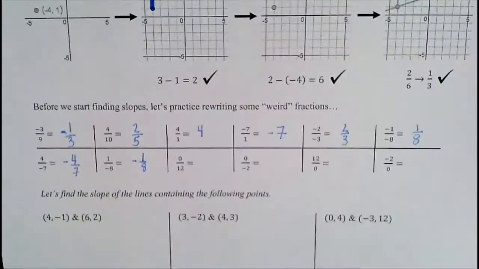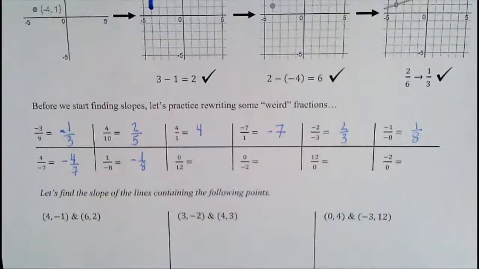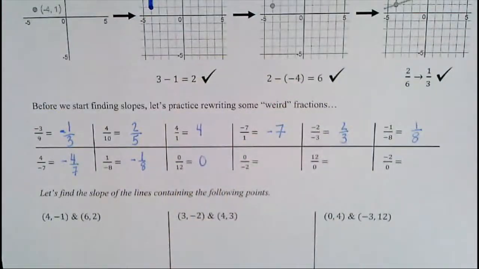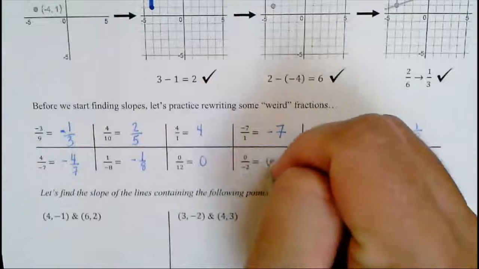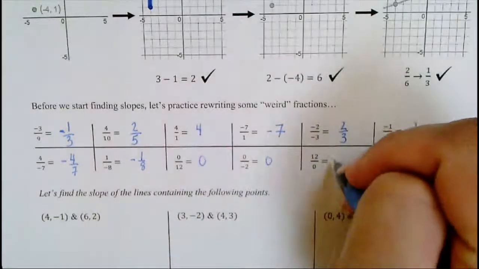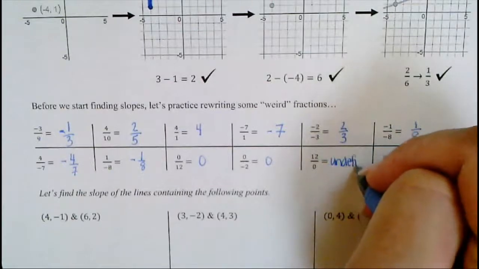This is the fun stuff. We always get mixed up with the 0 and whether or not we have 0 or undefined. If you have a calculator, you can obviously check it. 0 over 12 is going to simplify to be 0. 0 over -2 is 0. 12 over 0, this is undefined, which is exactly what -2 over 0 also is.